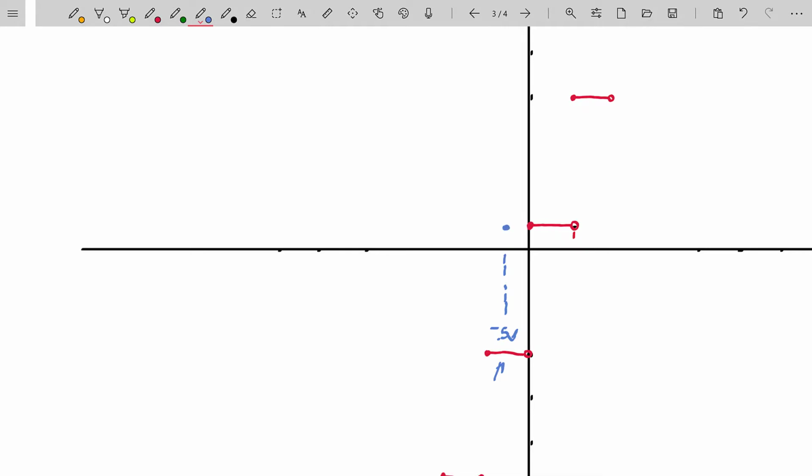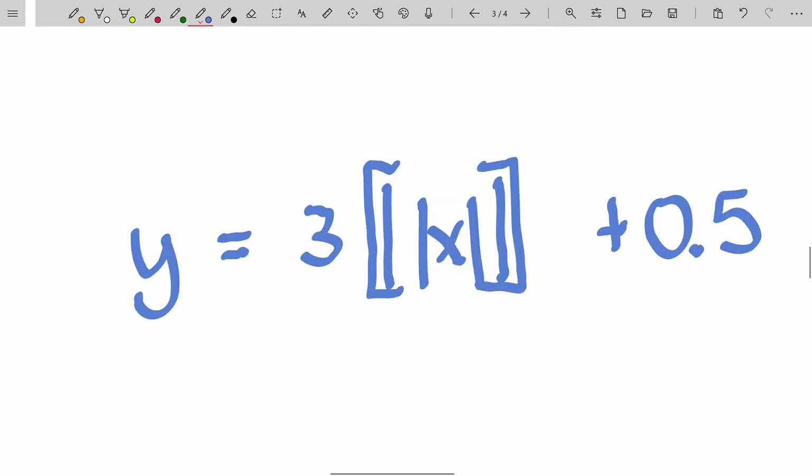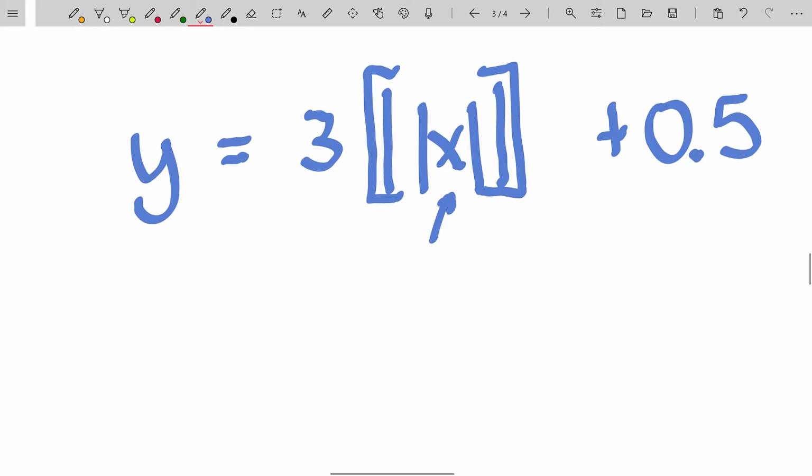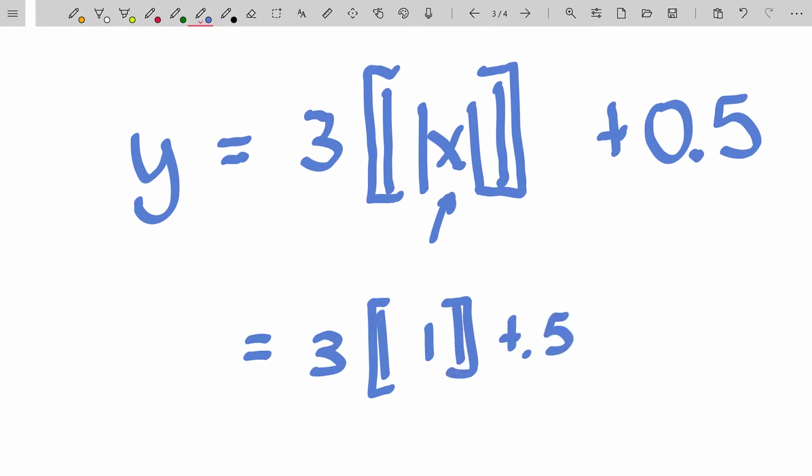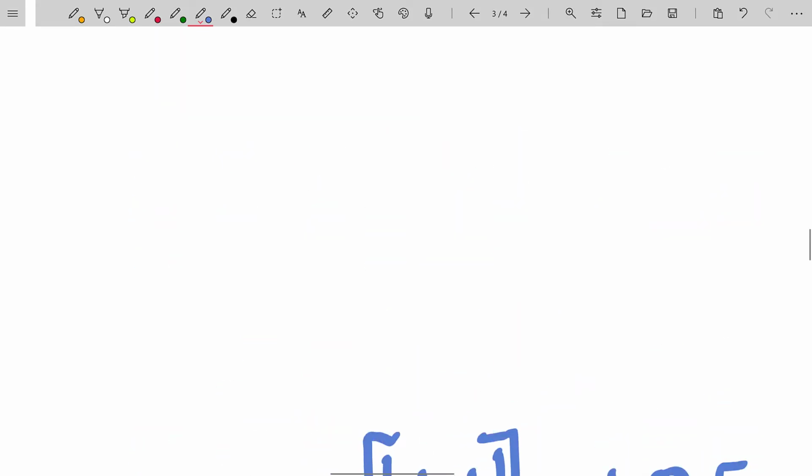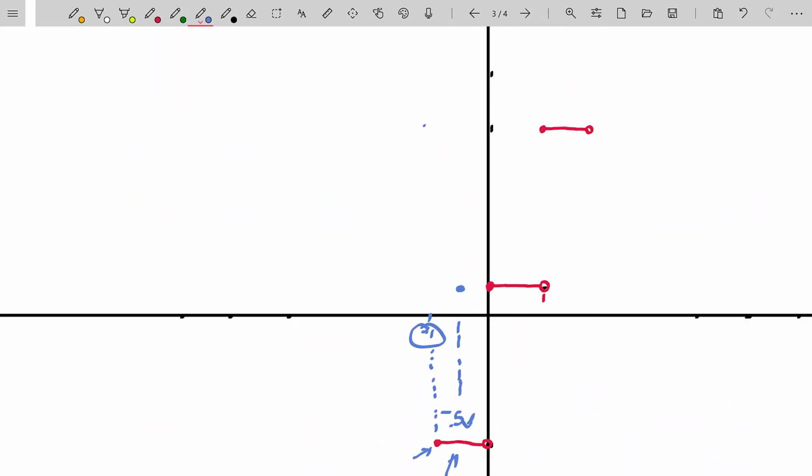And in fact, if I were to try to plug in negative 1, well, normally the greatest integer of negative 1 times 3 plus a half would be all the way down here. But if I plug in a negative 1 into the absolute value here, well, y, which is equal to 3 times the greatest integer of the absolute value of x plus 0.5, is going to react as if I just plugged in 1. And that will just be 3.5, or in other words, this point way up here.